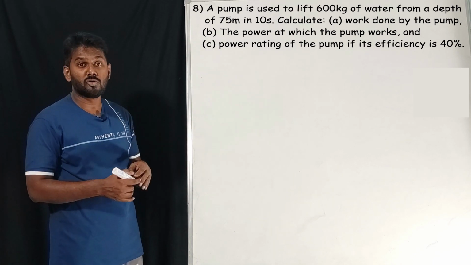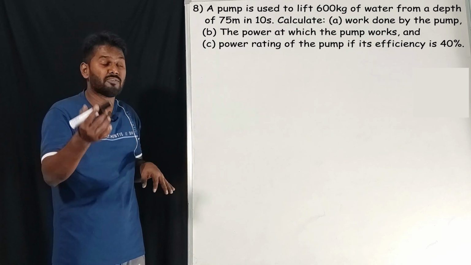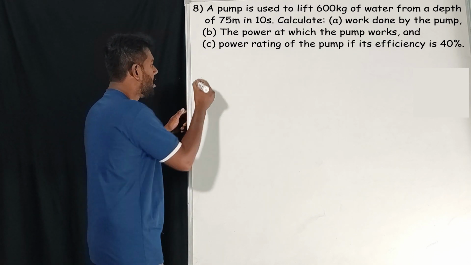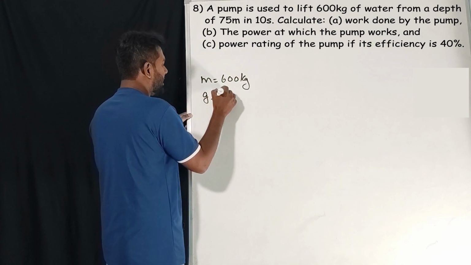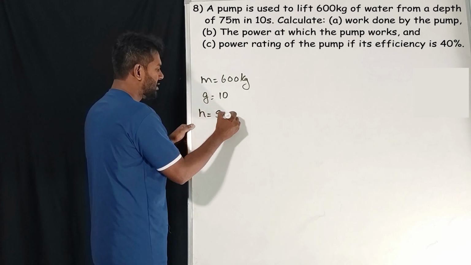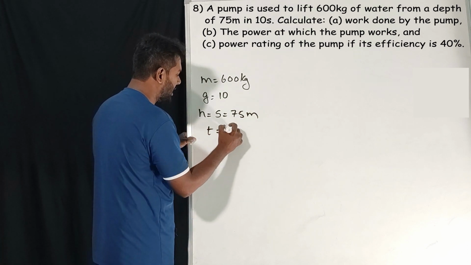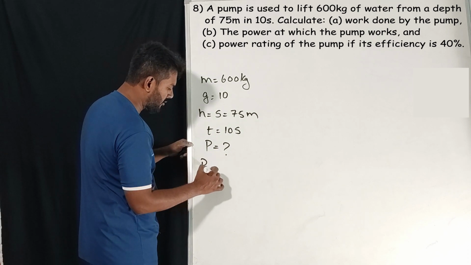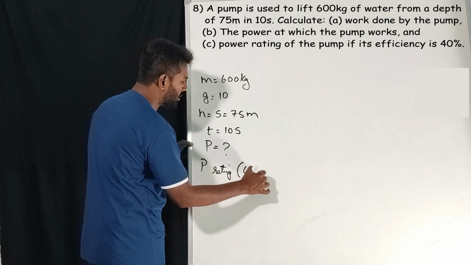Now we are not going to use the same method which we have learnt in the previous questions. So power rating is different. I will teach you how to do that one. So first we will write what are the given data. So mass is given as 600 kg, G is given as 10, then height or depth or displacement is nothing but 75 meters, then time is given as 10 seconds. So we have to find power, then power rating. Okay, power rating if it is 40% efficient.